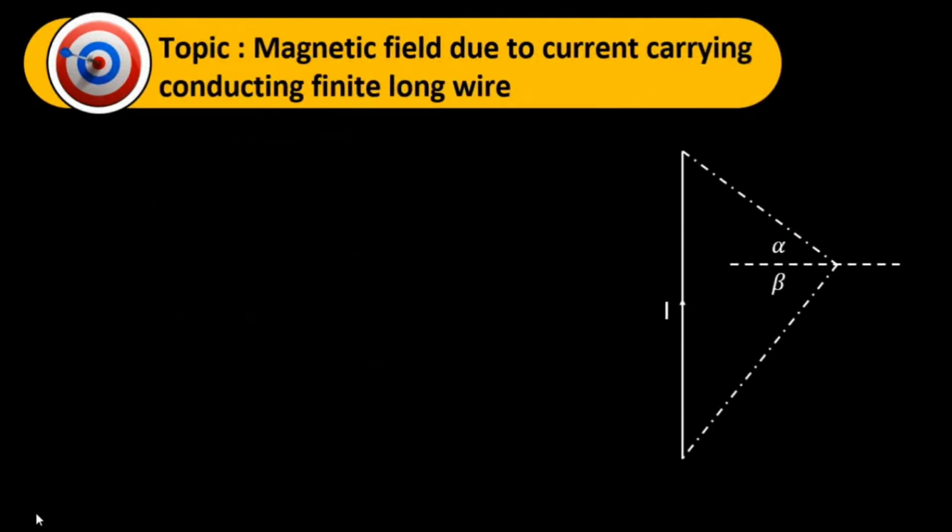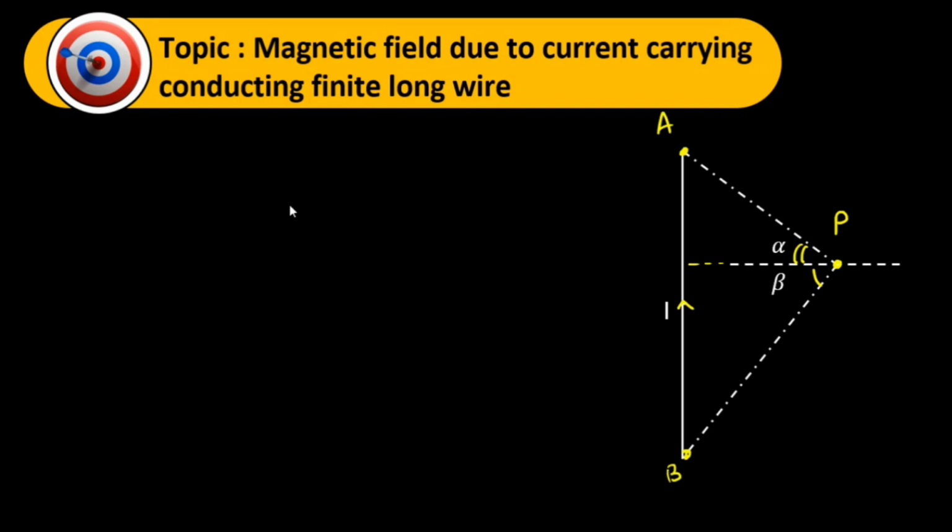Next we have the magnetic field due to a current carrying conducting finite long wire. Again, this is going to be very interesting, basically the formula. So what we have assumed is that there is a wire which is carrying current I in the upward direction, and there is a point P which is making different angles with the ends of the conductor. So I assumed it is making alpha with one end A, and beta with another end B of the wire.